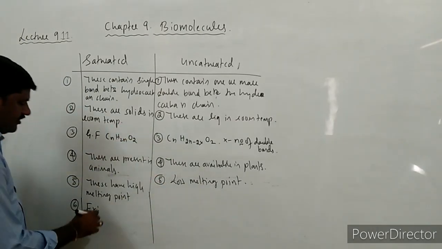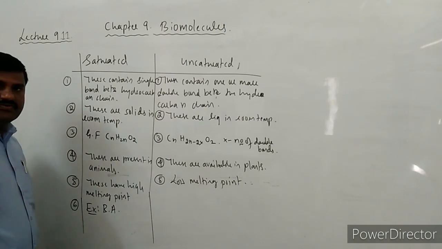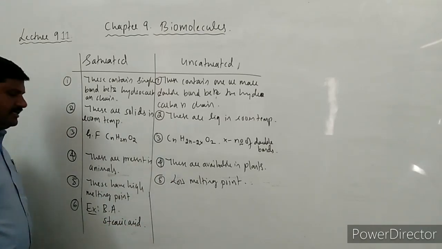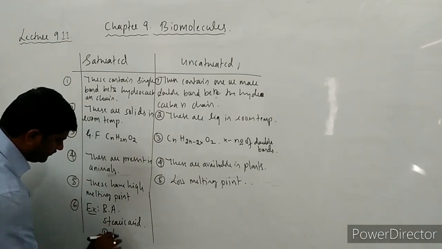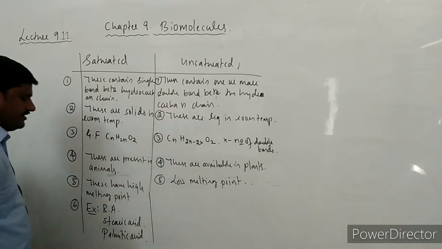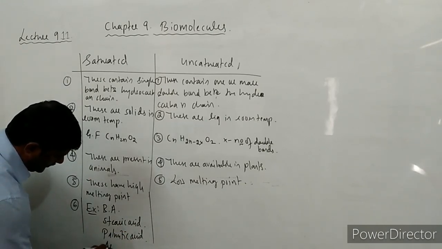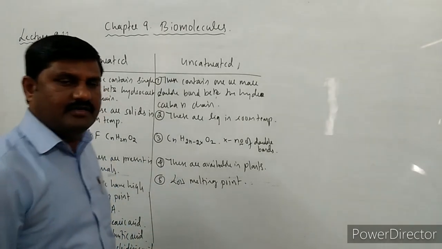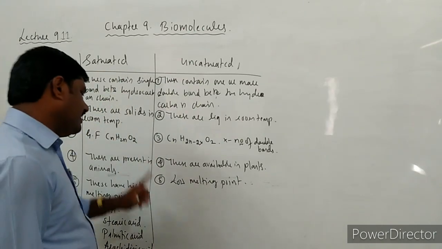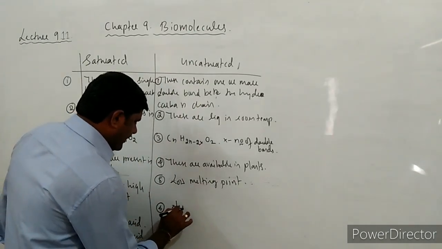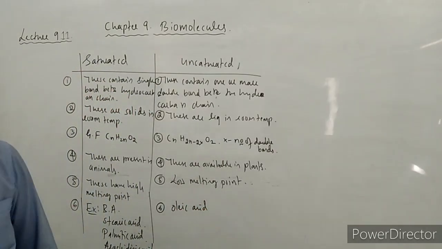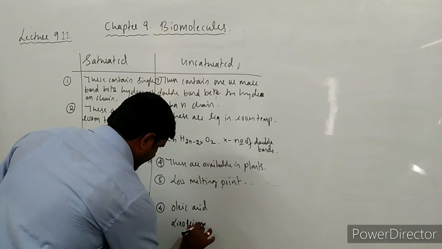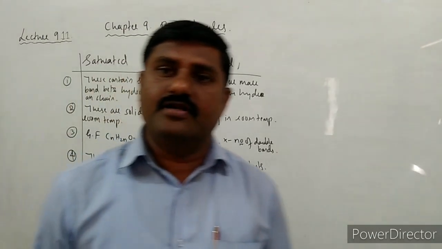Here, butyric acid is one example. Stearic acid is another example. Palmitic acid is another example. Arachidonic acid is another example for saturated fatty acids. What about the unsaturated fatty acids? Oleic acid is one, and linoleic acid is another example for this.